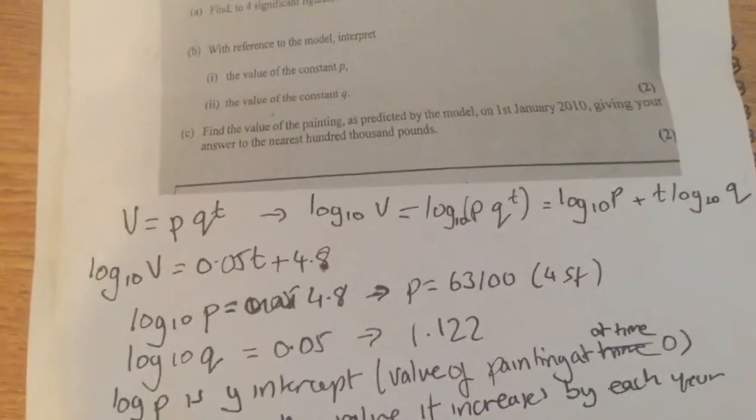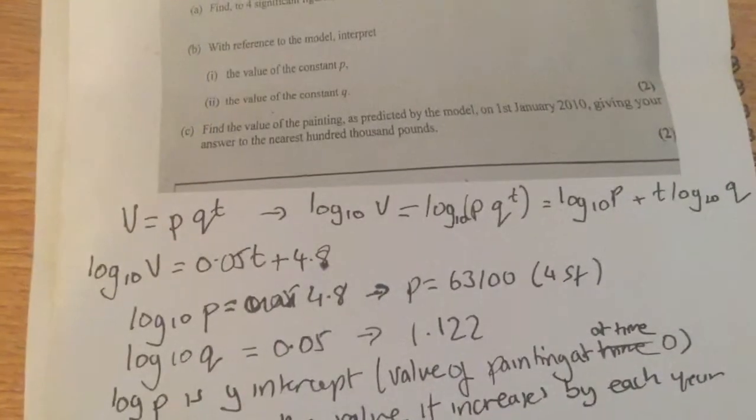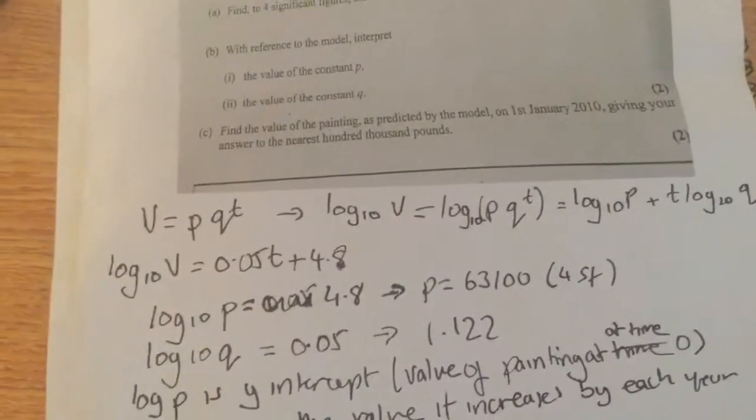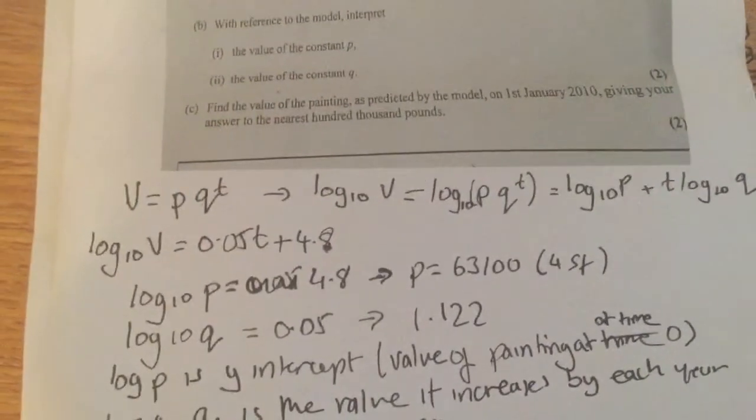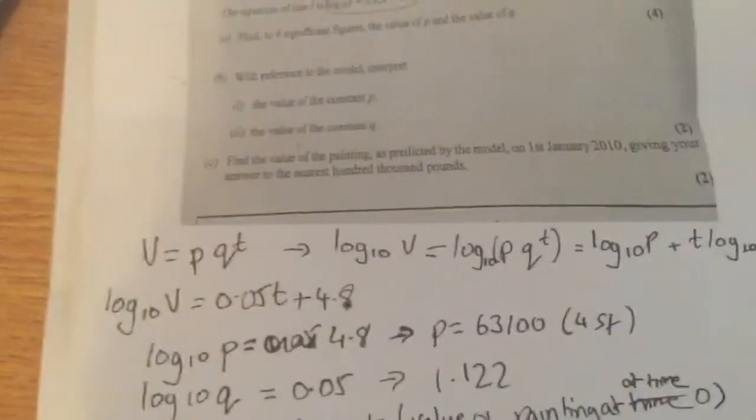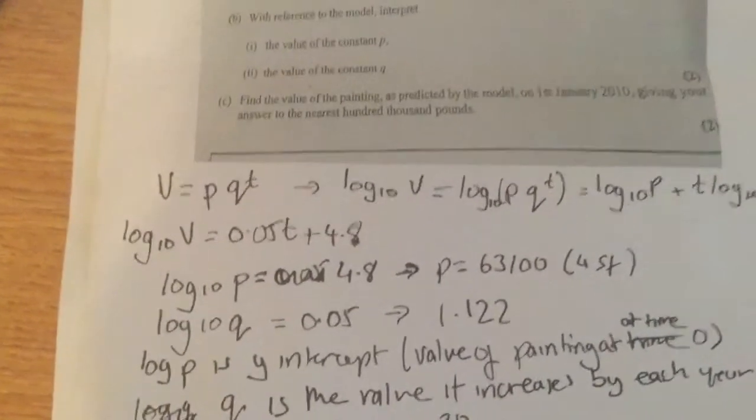Log 10 p is 4.8, which we can solve by raising everything to the power of 10. Similarly here, log 10 q is 0.05, you raise that to the power of 10, you get 1.122. We're next asked, what do p and q actually mean? Log p is the y-intercept.